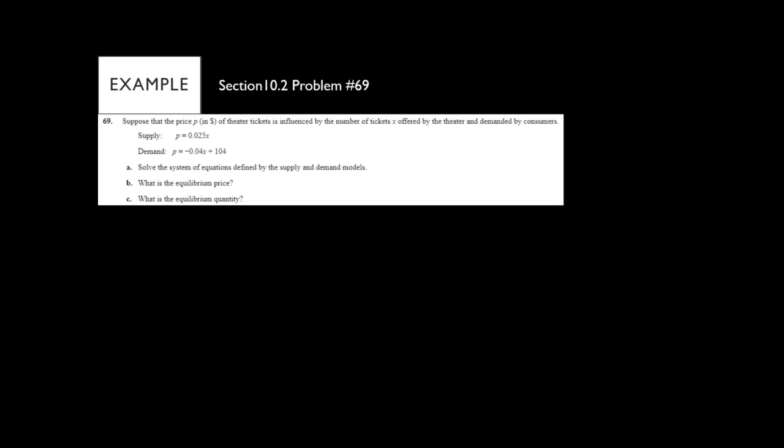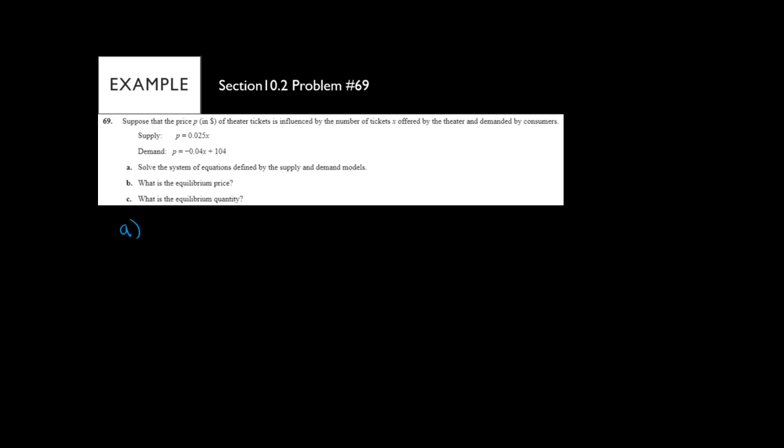That's like your base price. And then your price decreases as you have more tickets available because we've got that negative slope. And we understand negative slope means as your x gets bigger, your y is getting smaller. So with these equations, we get an idea of how they're working. Part A says to solve the system of equations defined by the supply and demand models. So we're going to solve these by graphing. We're going to literally graph these two equations.